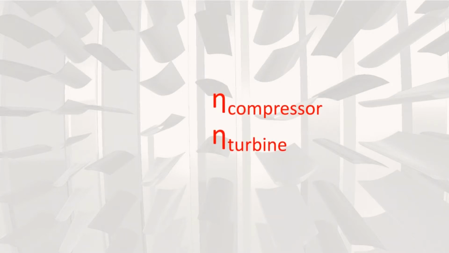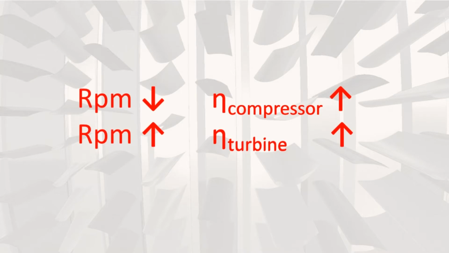Since a major part of the turbine's purpose is to drive the compressor, which is mounted on the same shaft, a compromise has to be made between the efficiency of the compressor and the efficiency of the turbine, which have their optimums at different RPMs. This makes the rotational speed a major design point.